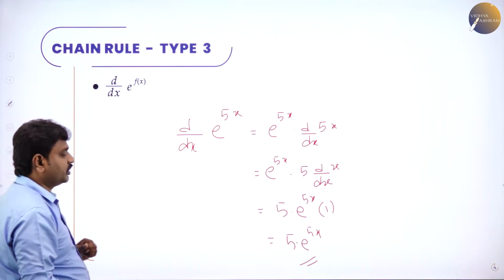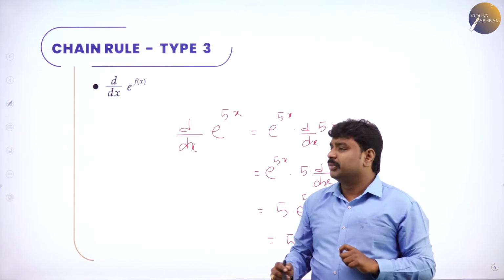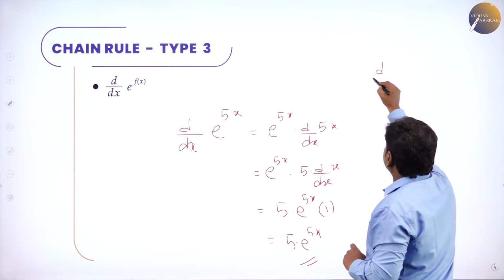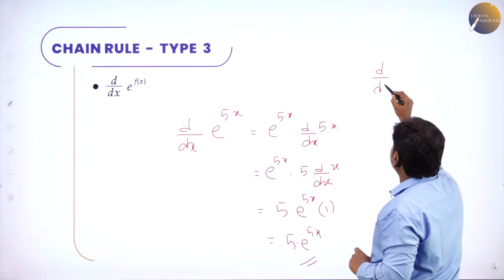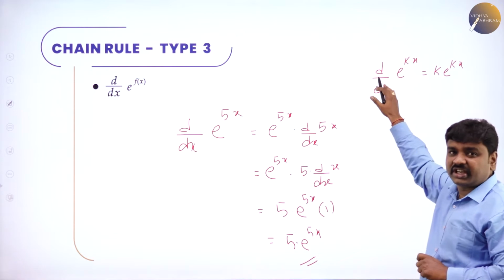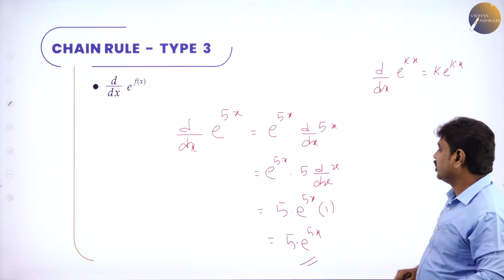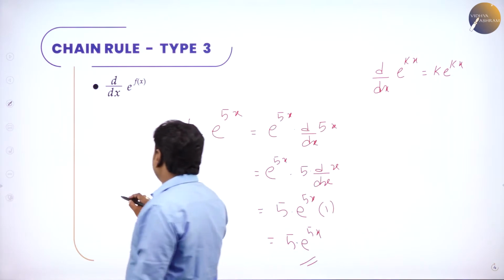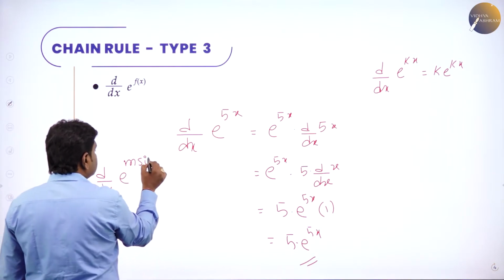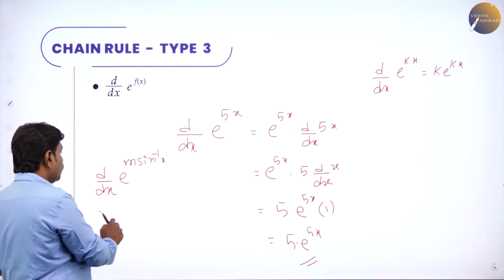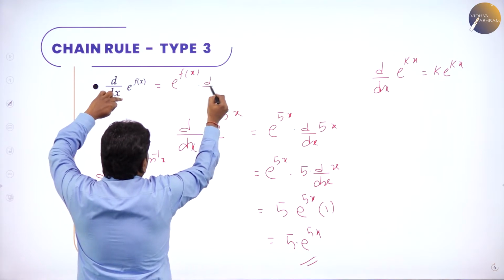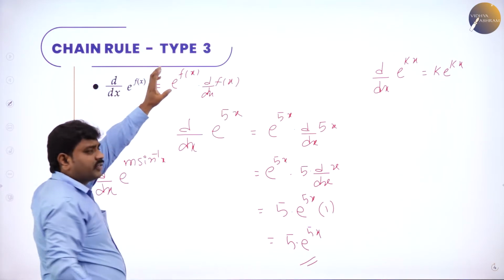We're done with this. Now coming to this, d by dx of e power f of x is e power f of x into d by dx of f of x. And simple logic: if there is a constant here, the constant comes out. So d by dx of e power kx will be k into e power kx, since it becomes e power kx, and differentiating kx gives k into derivative of x, which is 1. And if I ask you to find d by dx of e power m sin inverse x, you know the derivative of e power f of x is e power f of x into d by dx of f of x.